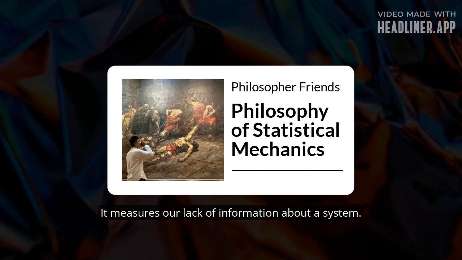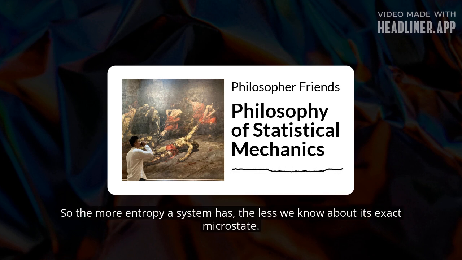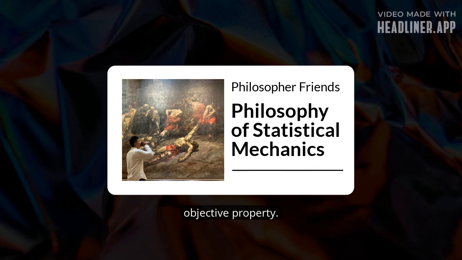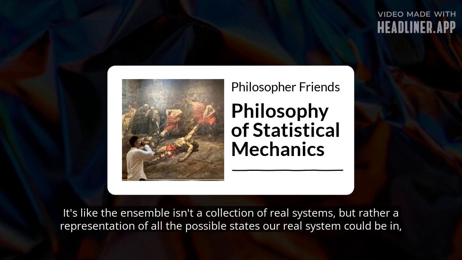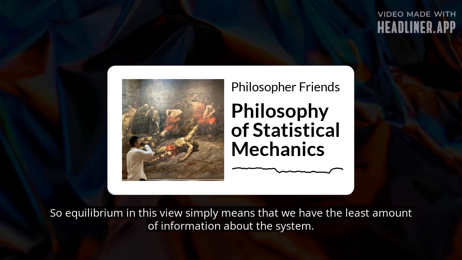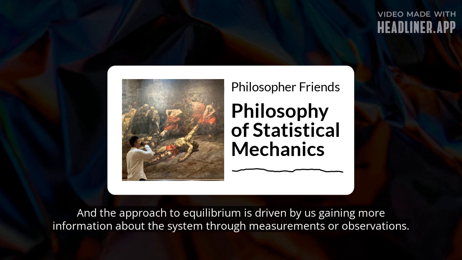Right, precisely. It measures our lack of information about a system. So the more entropy a system has, the less we know about its exact microstate. So the epistemic account says that the probability distributions in GSM actually represent our state of knowledge about the system, not some objective property. Exactly. It's like the ensemble isn't a collection of real systems, but rather a representation of all the possible states our real system could be in, given what we currently know. So equilibrium in this view simply means that we have the least amount of information about the system. Exactly. And the approach to equilibrium is driven by us gaining more information about the system through measurements or observations.